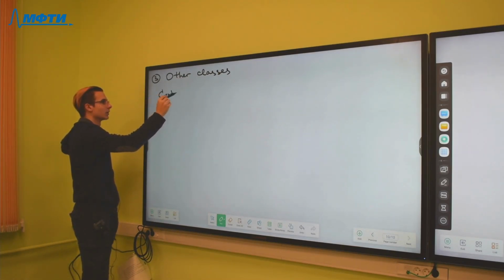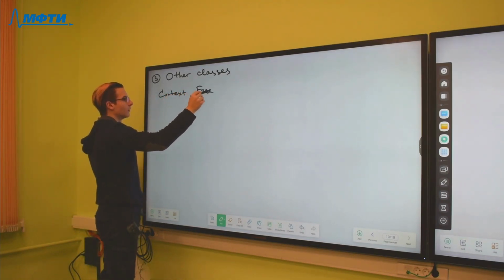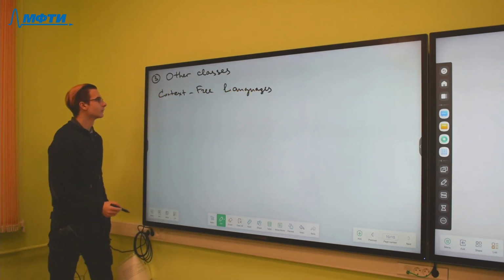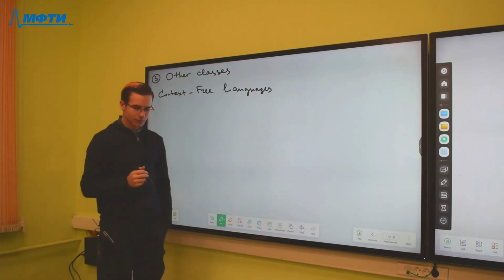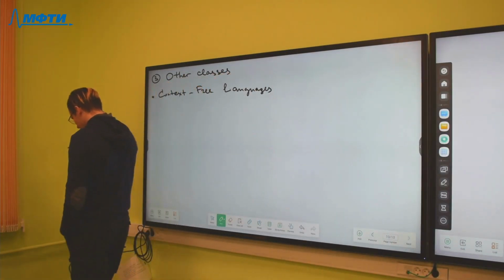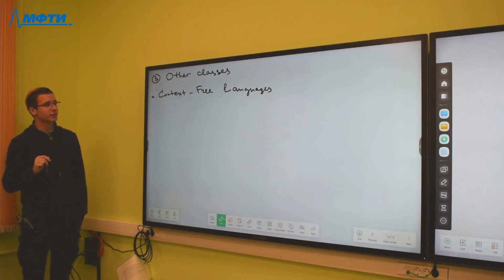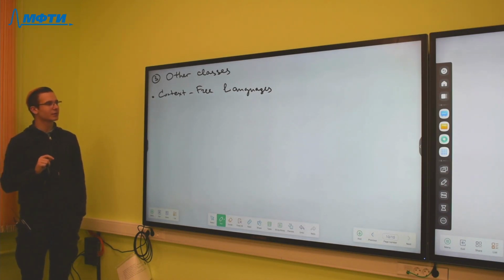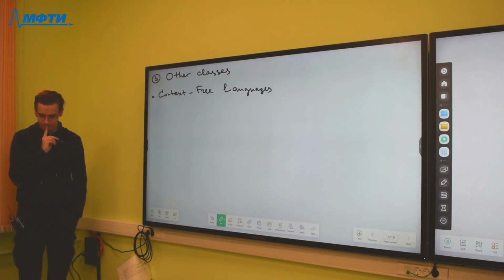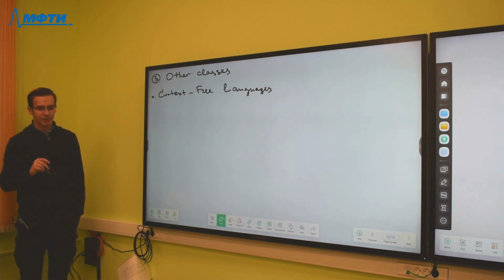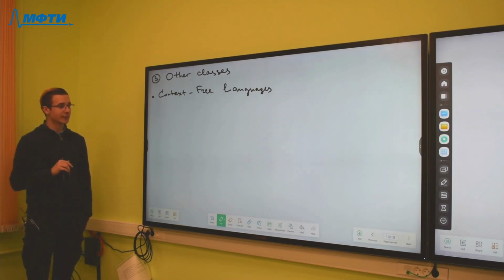Context. Real languages. Of course, to understand this precisely is difficult due to different formal definitions, and we have no time to build it, but we have time to understand why we can say that some of the languages are context-free languages.